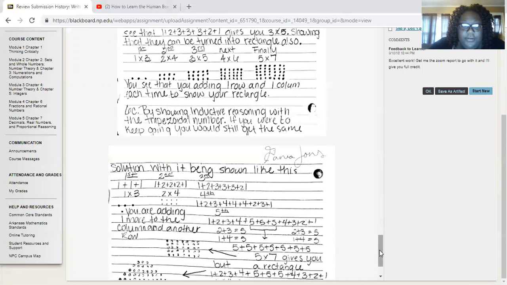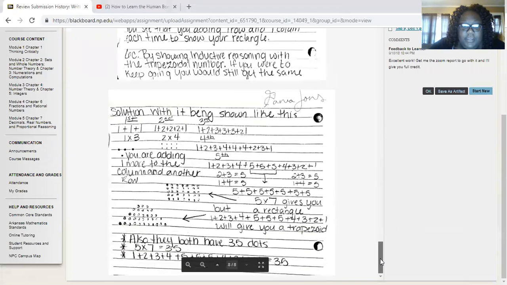So here is a little bit more of examples, okay? They both have 35 dots. 5 times 7 equals 35. 1 plus 2 plus 3 plus 4 plus 5 plus 5 plus 5 plus 4 plus 3 plus 2 plus 1 will give you the trapezoid, and then that will also give you your rectangle by using that 5 times 7.